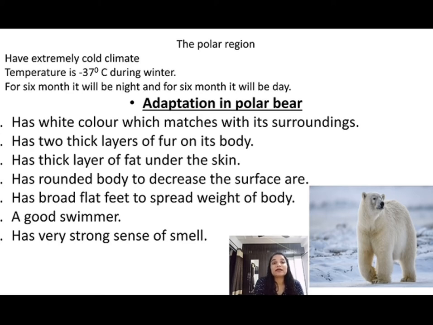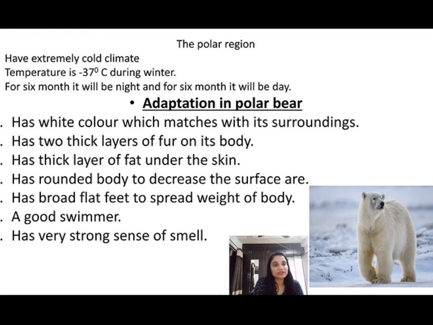Next, they have broad flat feet to spread the weight of their body. If you try to walk on your heels, you cannot walk. You sink in the soil. You have experienced this also when you go to Shimla Manali and want to walk on the snow. They give you a specific suit and shoes also. The shoes are very broad and flat. So this is why they have been naturally given flat feet to spread the weight of the body.